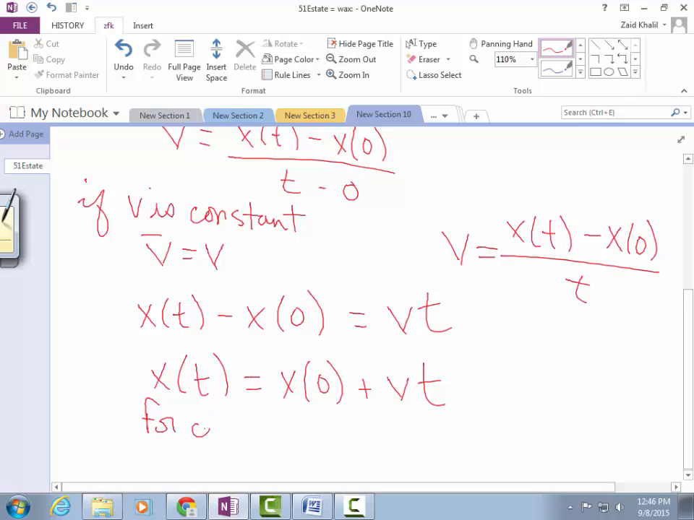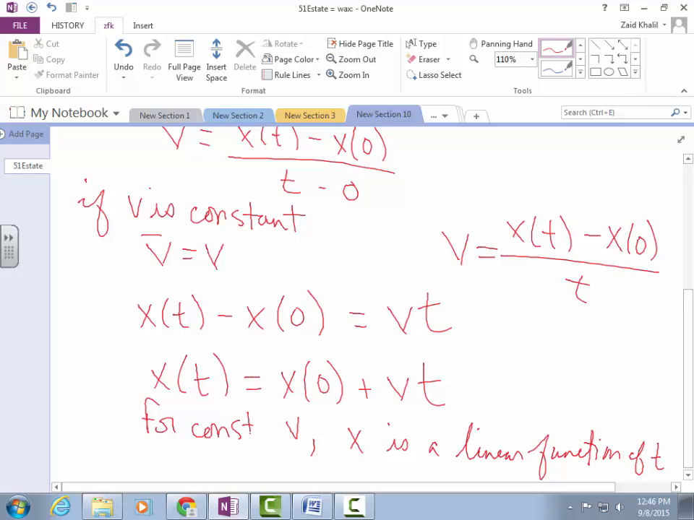For constant v, x is a linear function of t. Well, if it's a linear function of t, then the question is, what's the slope? Should be totally trivial. The slope is simply the... That's right, it's the velocity.